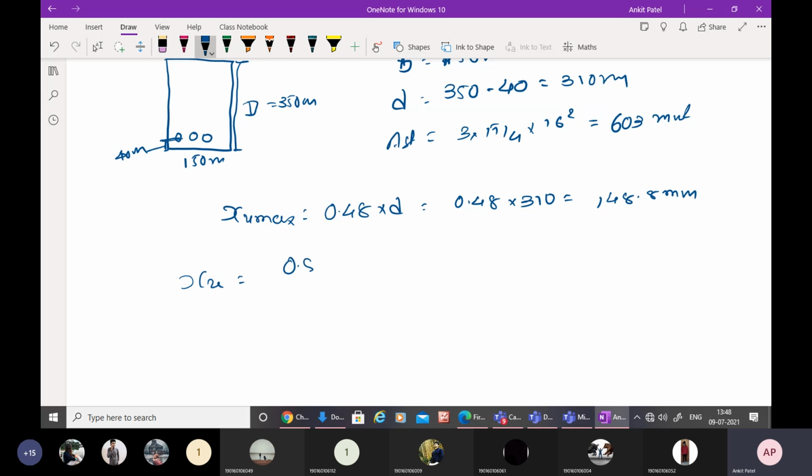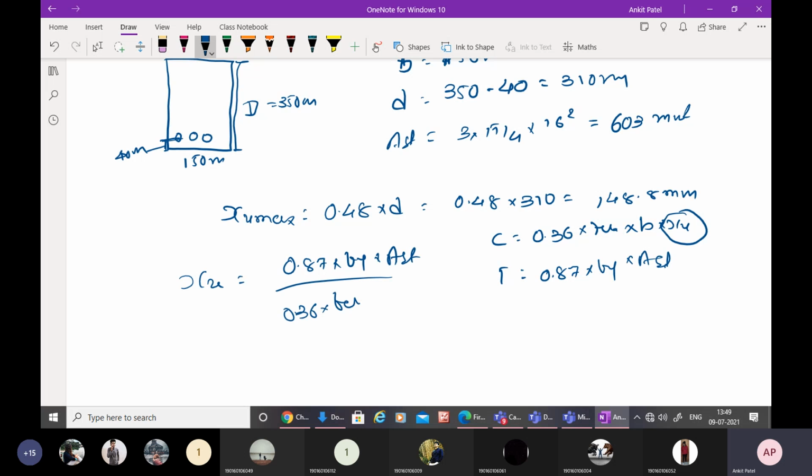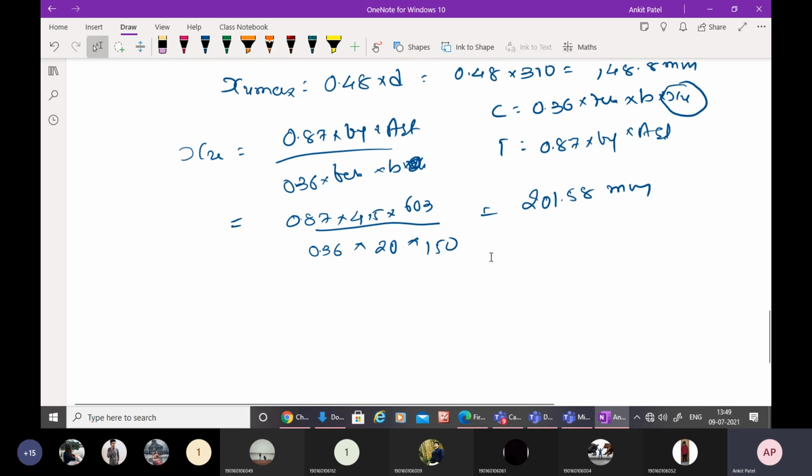So let's determine the value of Xu. If you don't remember this equation, then you know the value of C and the value of T. The value of C is 0.36 fck into b into Xu, and the value of T is 0.87 fy into Ast. You just equate these two and find the value of Xu. So Xu equals 0.87 fy Ast divided by 0.36 fck b. Inserting the values: 415, Ast is 603, divided by 0.36, fck 20, and width equal to 150. Then your answer is 201.58 mm.